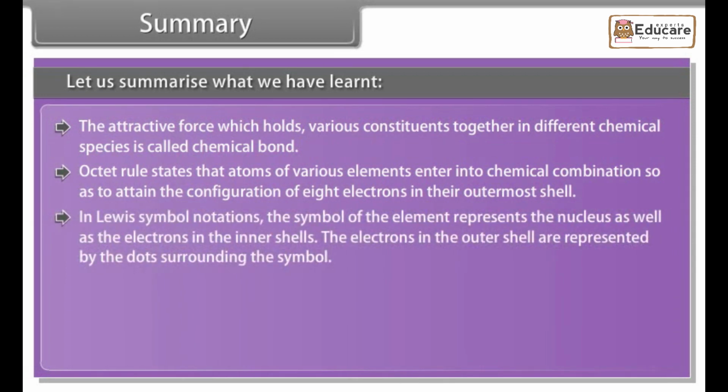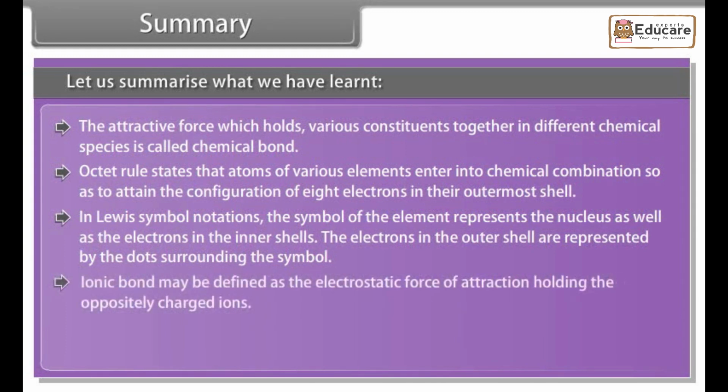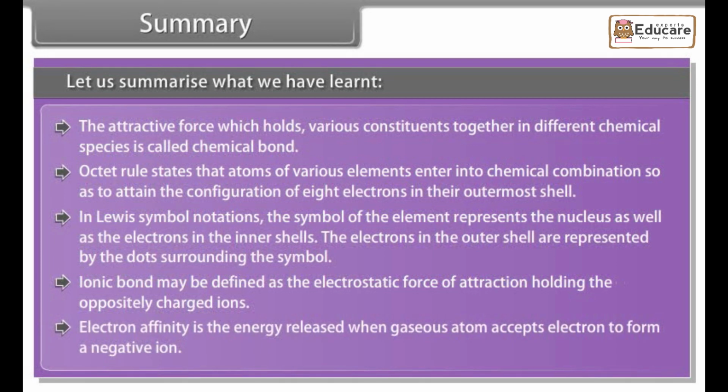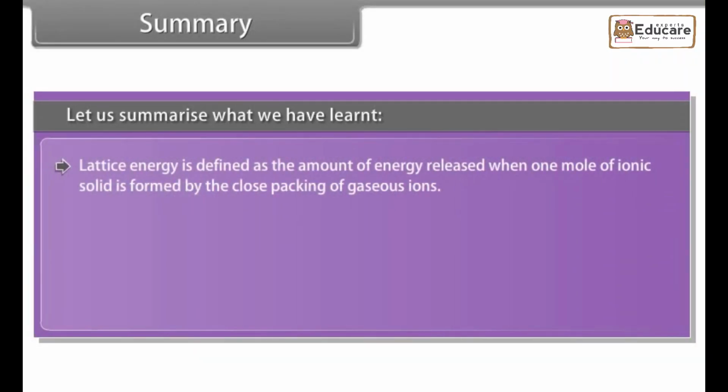In Lewis symbol notations, the symbol of the elements represents the nucleus as well as the electrons in the inner shells. The electrons in the outer shell are represented by the dots surrounding the symbol. Ionic bond may be defined as the electrostatic force of attraction holding the oppositely charged ions. Electron affinity is the energy released when a gaseous atom accepts an electron to form a negative ion. Lattice energy is defined as the amount of energy released when 1 mole of ionic solid is formed by the close packing of gaseous ions.